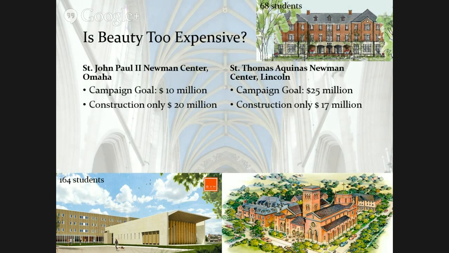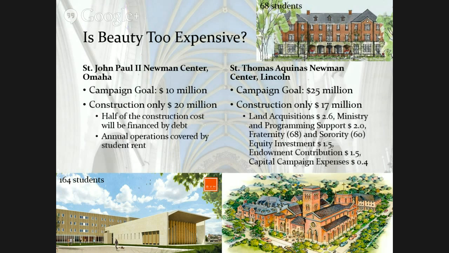The campaign here in Omaha is only designed to raise half the funds, whereas the campaign goal in Lincoln was designed to raise the construction funds plus some other things. These are just things that are posted on their website, so I don't know anything more than what they put. Is it fair to compare it straight like that? I don't know what all went into the numbers that they have, so take that for what it's worth.